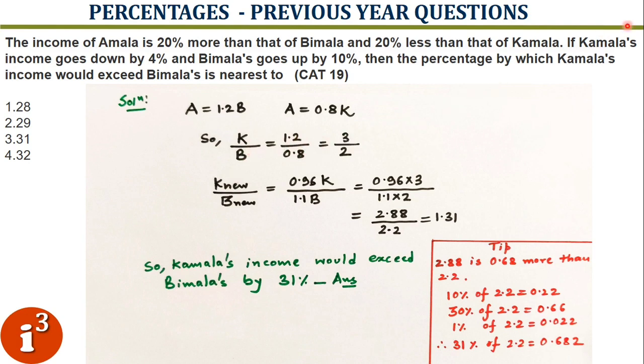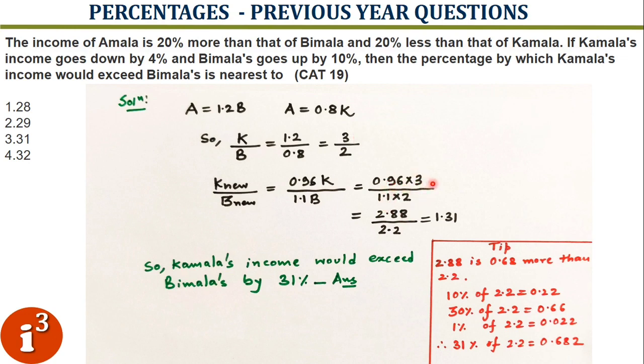But something happened to Kamla's income and Bimla's income. So K new by B new. Kamla's income goes down by 4%, so you multiply with 0.96. Bimla's income goes up by 10%, so you multiply 1.1. So K new by B new will be 0.96 of old Kamla's income by 1.1 of old Bimla's income. K by B you know is 3 by 2, so you substitute 3 by 2 here, and 0.96 by 1.1.